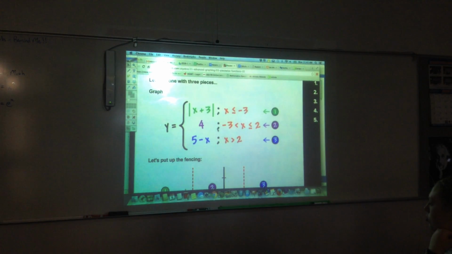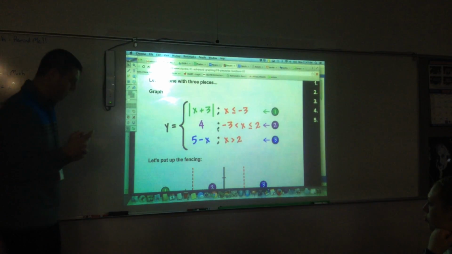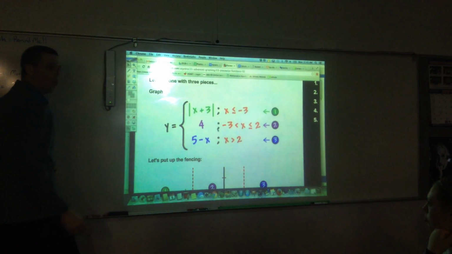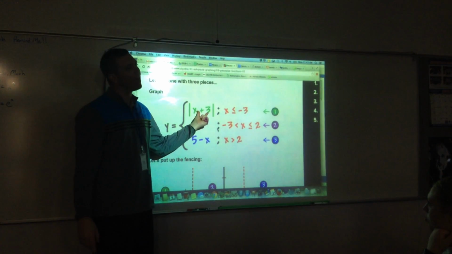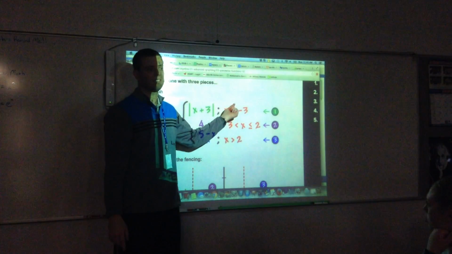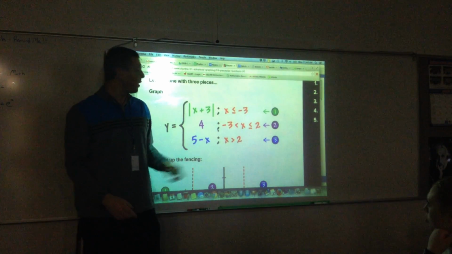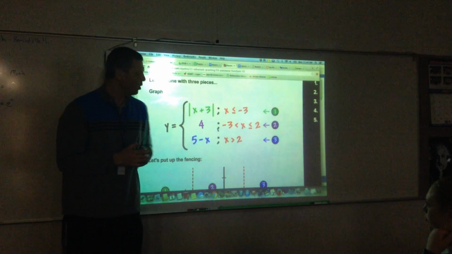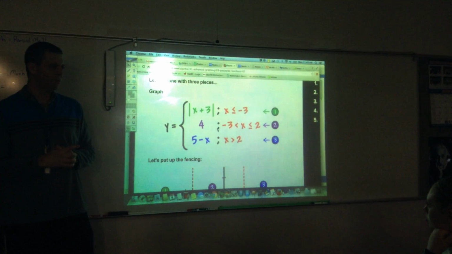How about when x is negative 10? Y is 7. How about when x is negative 3? It's 0. How about when x is 0? Can I plug in 0 right here? No, because it says I only follow this rule when x is less than or equal to negative 3. So I don't follow this rule when x is 0. What rule am I going to follow when x is 0?